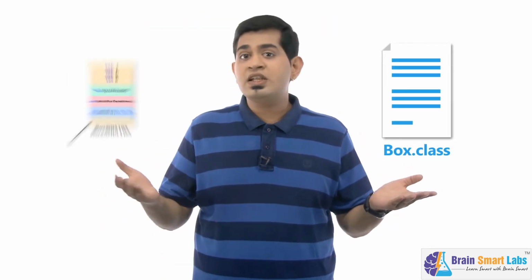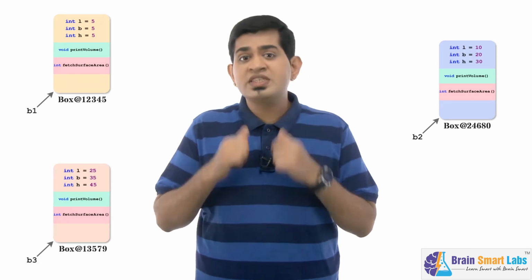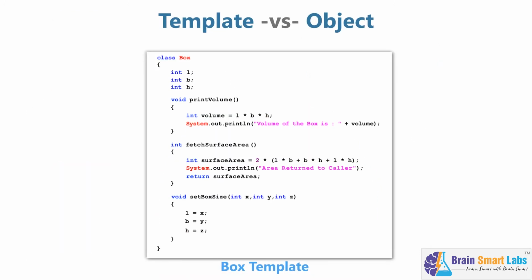The same logic applies to a class template and an object in Java. Why do we write a class template? To create multiple objects of the same type, right? That is correct. Once you write a class, it's done. Tomorrow, anyone can create multiple objects using that class.